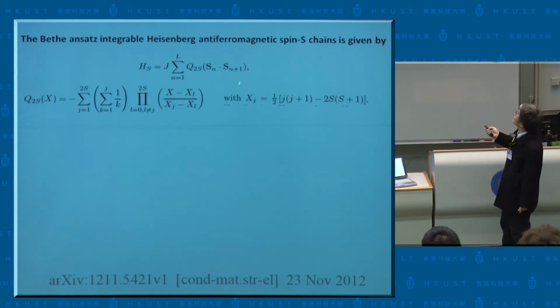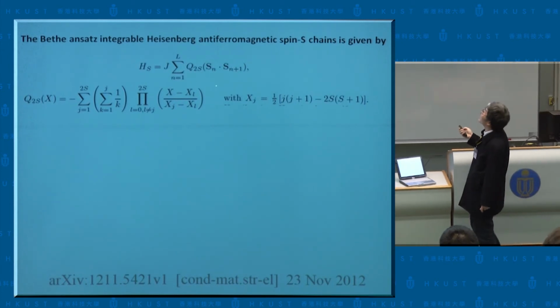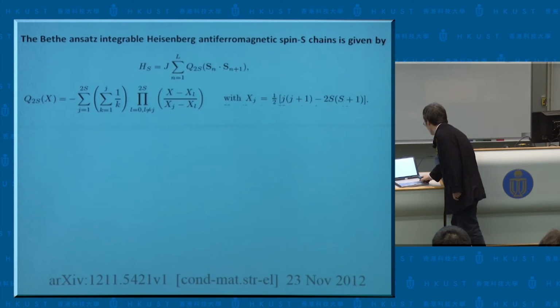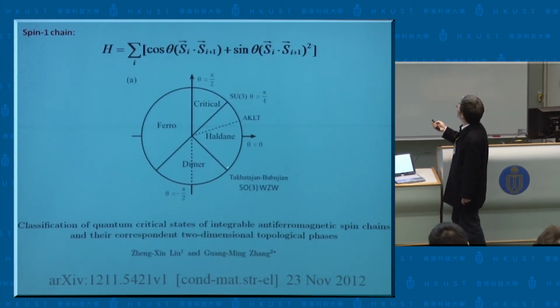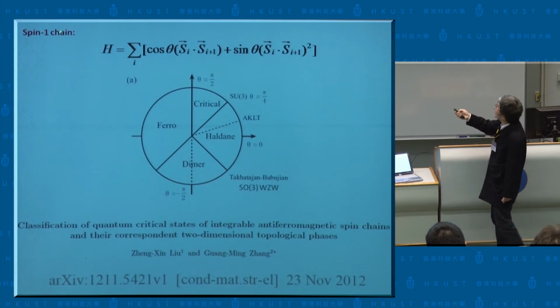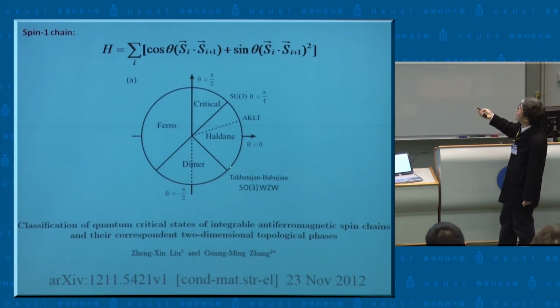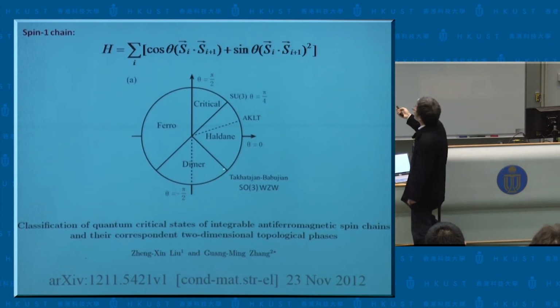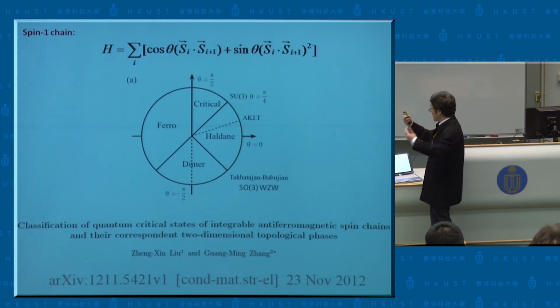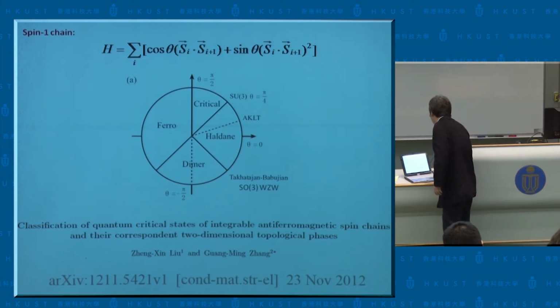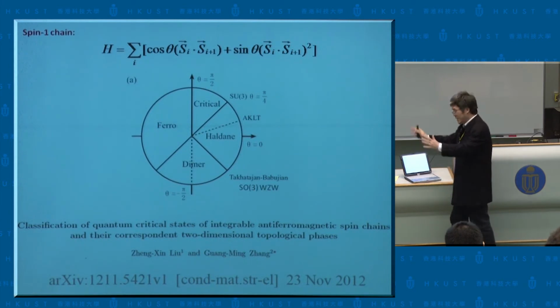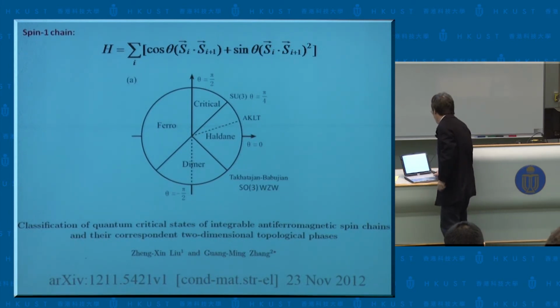It is a little bit complicated, but this model is exactly solvable by Bethe ansatz, which corresponds to the critical point. In the spin-1 case, it corresponds to this point. For higher integer spin, this critical point separates the AKLT gapped phase and the trivial dimerized phase.